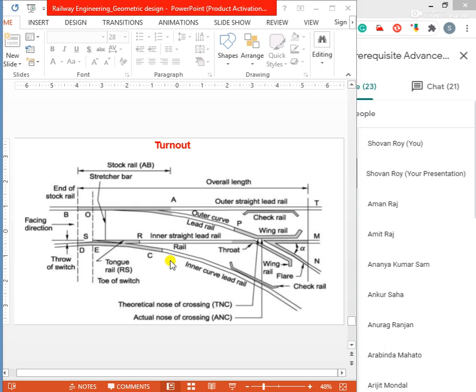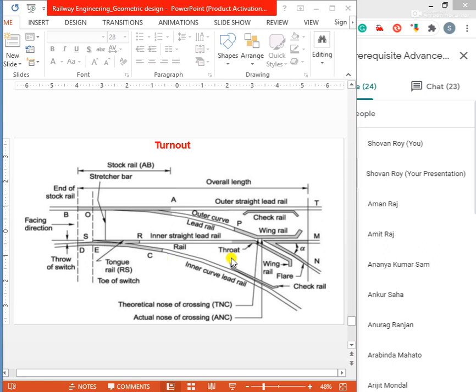Tongue rail. Some details you should know: what is the tongue rail, what is the stock rail, but you should also keep in your mind where it is placed, and the shape of the tongue rail, the shape of the stock rail, the shape of the wing rail, the shape of the check rail, maybe the shape of the lead rail, what is the facing direction, what is the trailing direction. These shapes and directions are important for the turnout section.